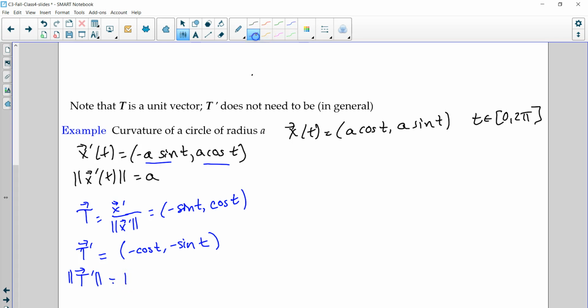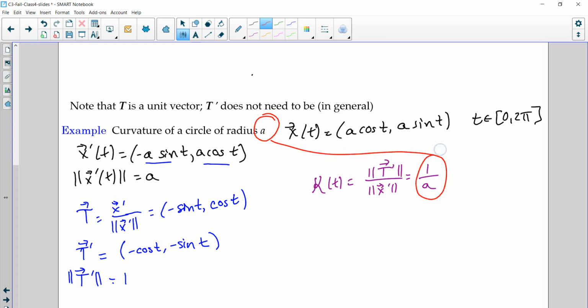So then, finally, with all this, I get kappa of t is defined as the length of the derivative of the unit tangent vector over the length of vector x prime, and we said the numerator was 1 and the denominator was a, so that's the curvature. Okay. Coincidentally, notice how we had a radius a and we had a curvature of 1 over a. That's kind of interesting, okay?